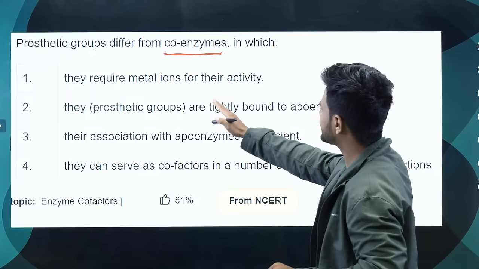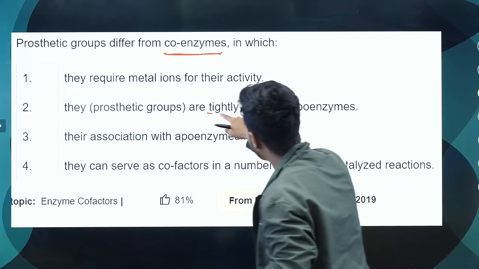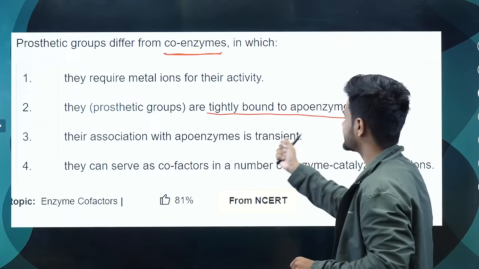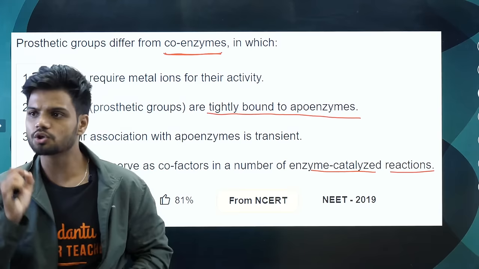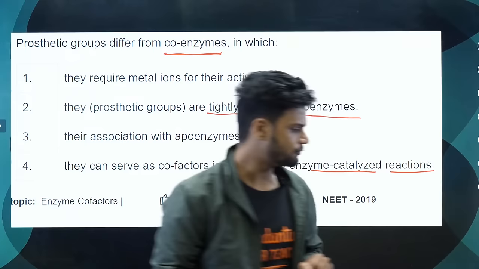They require metal ions for their activity? No. Prosthetic groups are tightly bound to the apoenzyme. Their association to the apoenzyme is transient. They can serve as cofactor in a number of enzyme catalyzed reactions. So all of you should know that prosthetic groups are tightly bound.